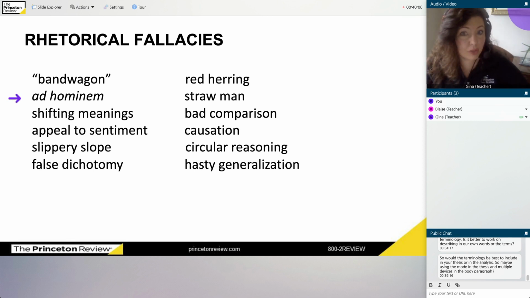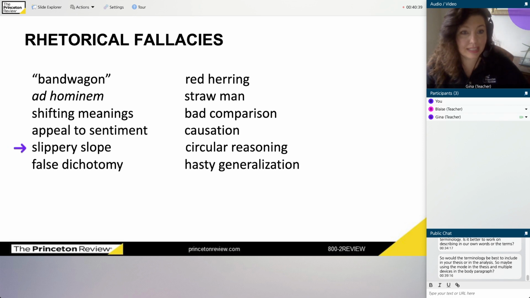So we have appeal to authority. We have shifting meanings. What does this mean? This means you might try to argue something by using a key term in different ways. And that usually means it's a bad argument because you're sort of using a sneaky method of defining your key terms. Appeal to sentiment, that's the pathos. Now, pathos isn't always bad, right? Sometimes pathos can be really effective. But if that's all you're doing, if all you're doing is appealing to somebody's emotions, it's probably not a very good argument.